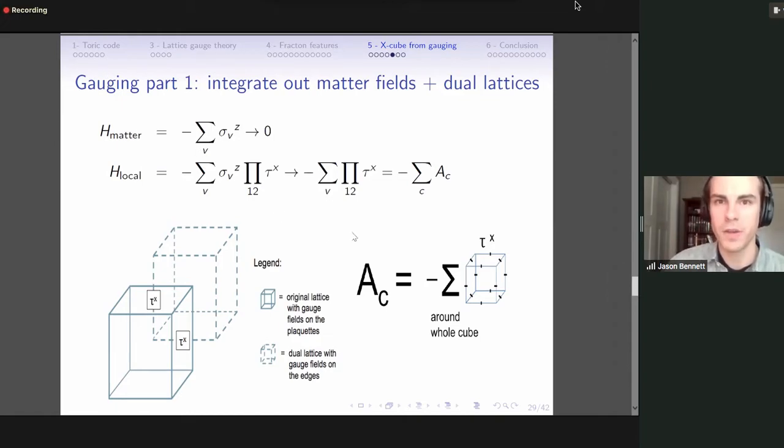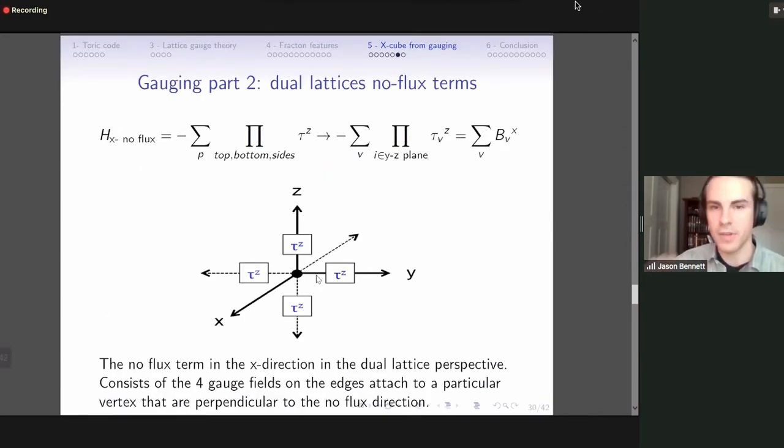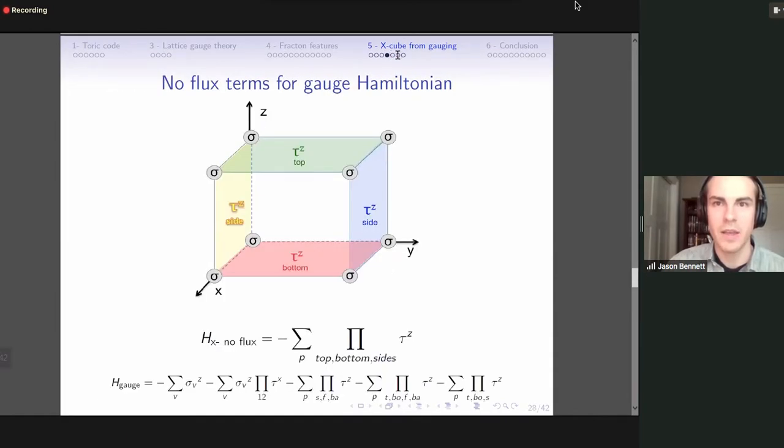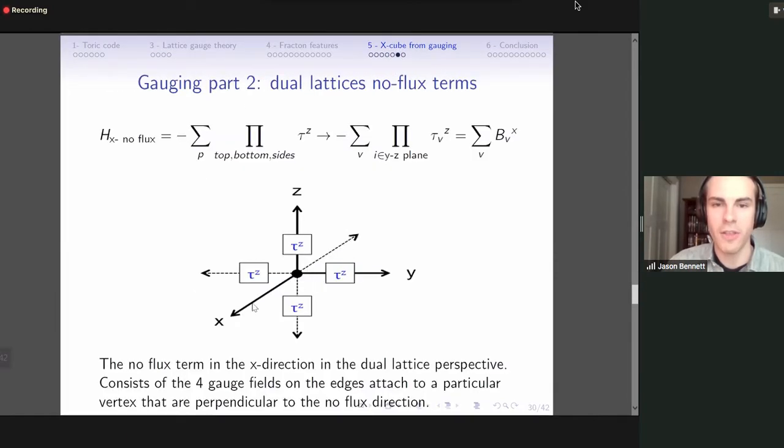Likewise, I just have to remember for my no flux that now my gauge fields are along the edges. So I'm going to do it in the same way, just instead of cylinders, I'm just going to think about the axes. So now for my X no flux term, where before I had the top, bottom, and the sides, now I'm just going to worry about things on the axis. If I don't want any X flux, I just don't have gauge fields along the X direction, and I have them along the Y and the Z.